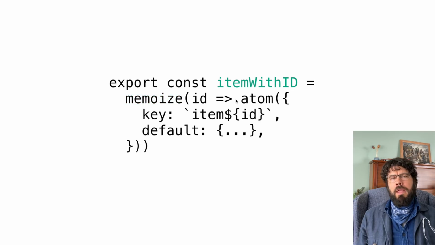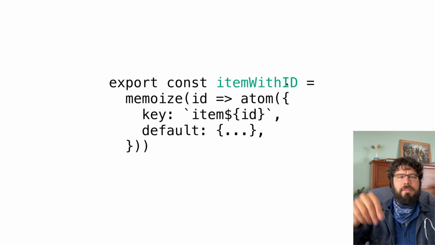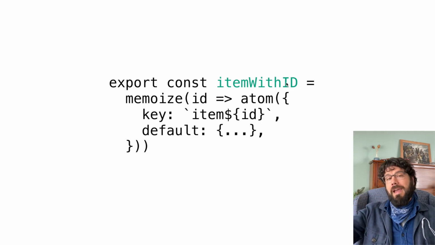And we'll export that. We'll call that item with ID. So item with ID is a function that takes an ID for a particular item and it returns the atom, the piece of state for that item. Okay, so we'll have to hold on to that.